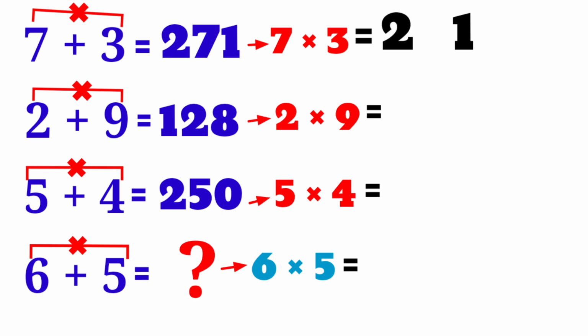Multiplication of 7 and 3 is 21. First term digit 7 is right between the two digits. Answer of the first sequence is 271.